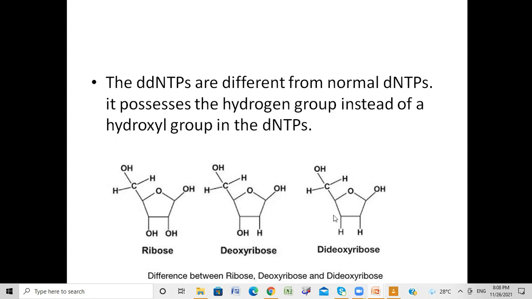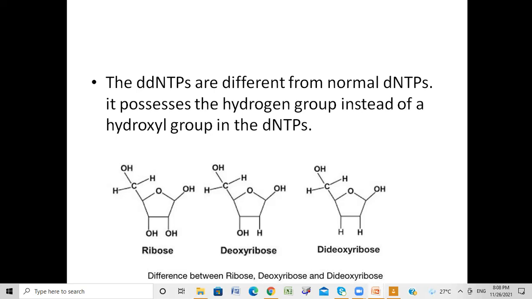And again, this will not happen every time. Once in a while, the DNA polymerase will add randomly a ddNTP instead of a dNTP. When the ddNTP is added, the chain growth is going to be stopped, or otherwise the chain is going to be terminated. So that is known as the chain termination method.